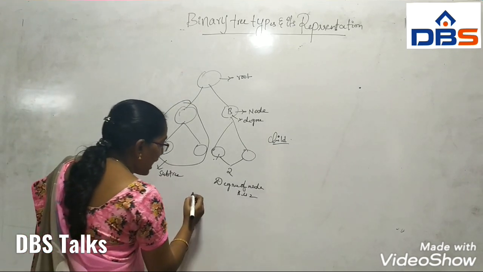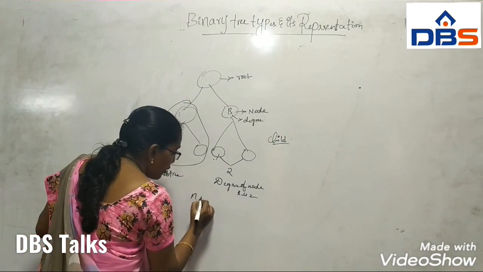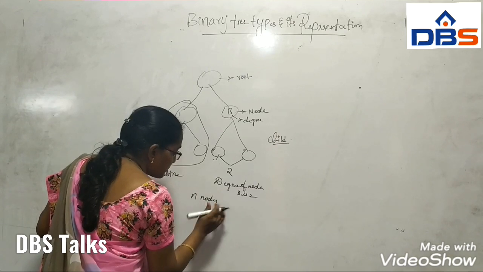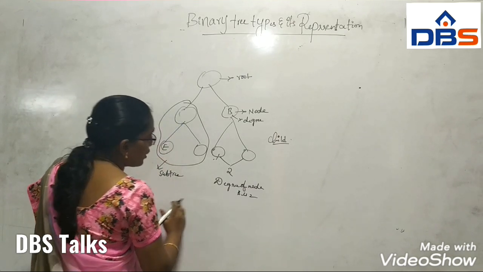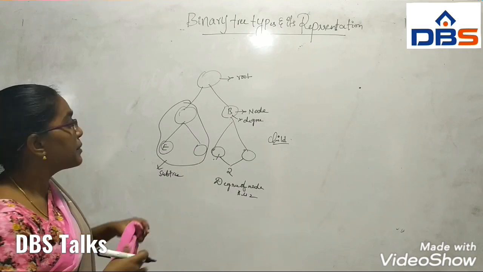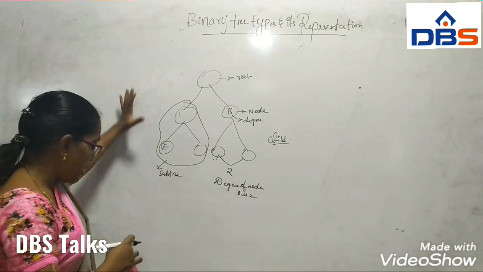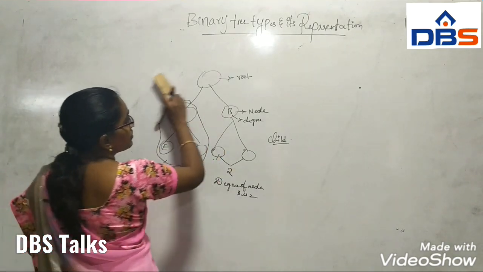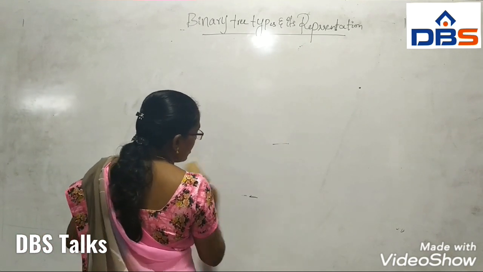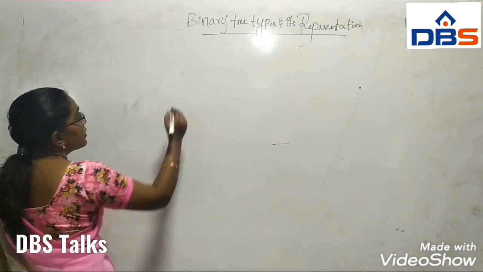If a tree has n nodes, then it will have n minus 1 edges. In the previous class, we have discussed all these things. Now let us see what is a binary tree.